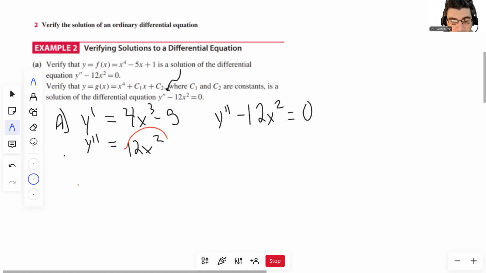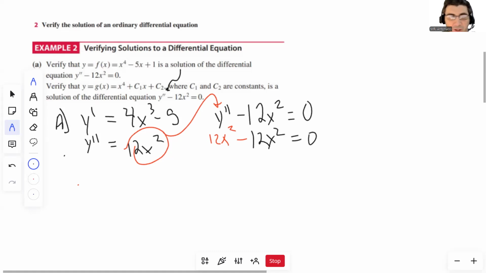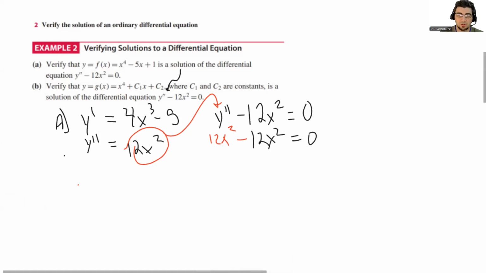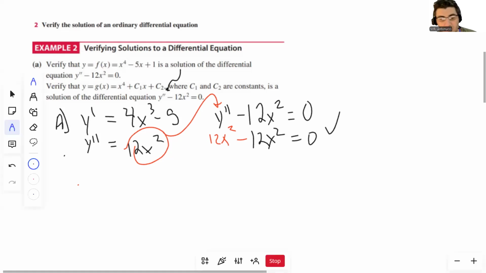Then, since the differential equation is y double prime minus 12x squared equals 0, we can take this 12x squared for y double prime and substitute it in, and then solve the equation, and it should work. Just like how we substituted values for variables, here we're substituting the derivatives in for the notation of the derivative and showing that it in fact works.